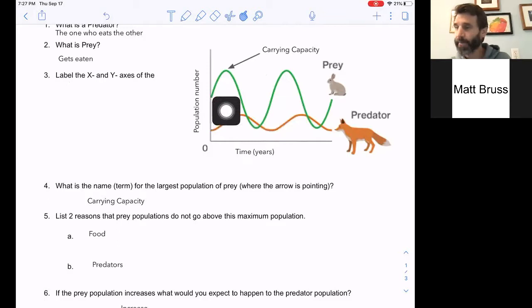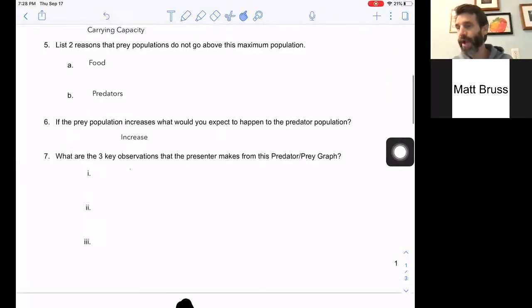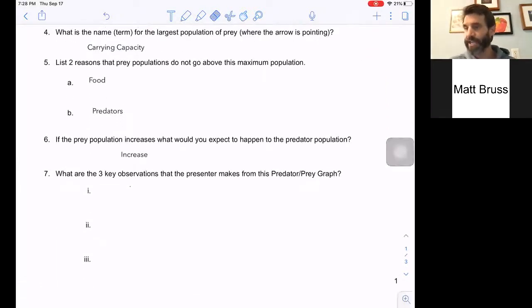So the prey and the predator populations go through these cycles. And when they go through the cycles, the predator population lags behind the prey population. So that was a couple of the key observations that we made. Both populations go through this cycle, and the predator population lags behind.